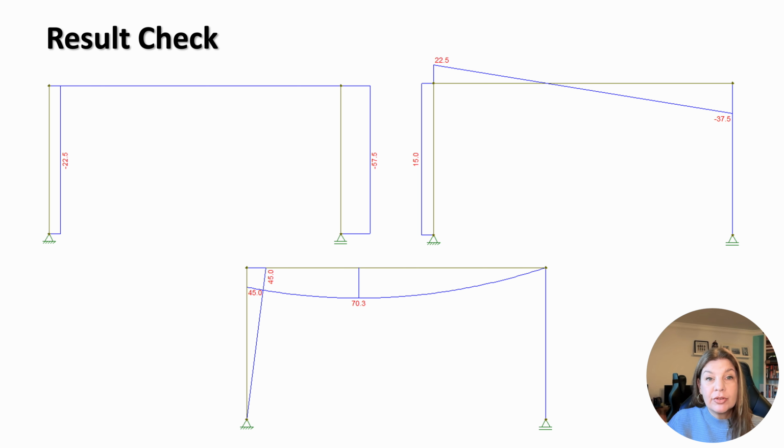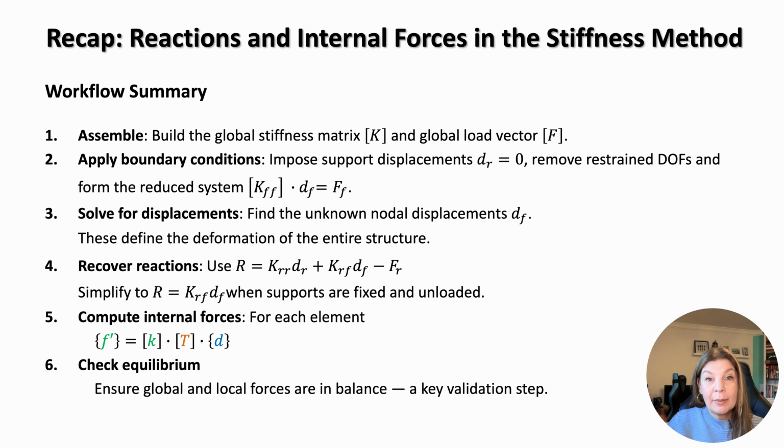We can check these results by hand or using a program visually to compare that the numerical outputs make physical sense. Altogether, this will confirm that our stiffness method solution is consistent, accurate, and physically realistic. And we'll finish with a short recap of the full stiffness method workflow.